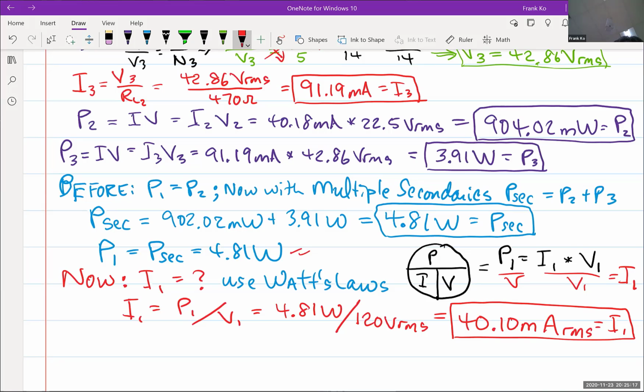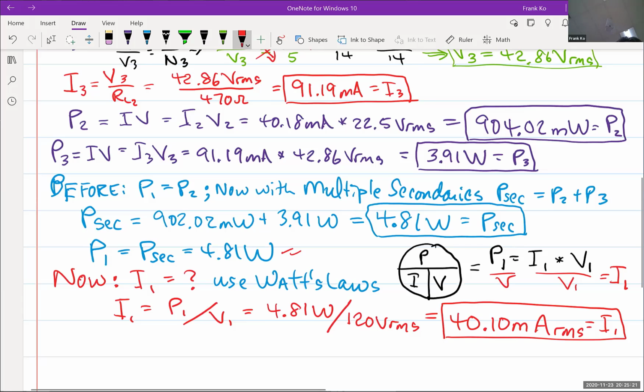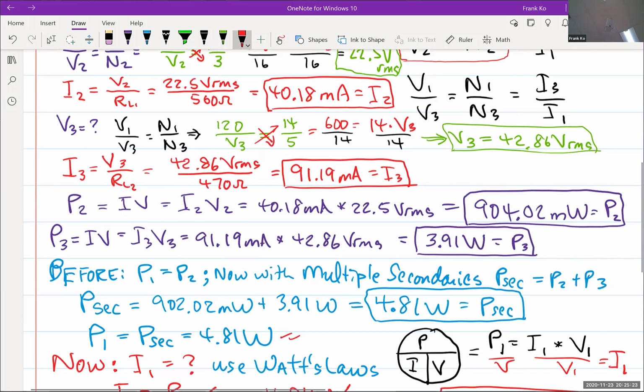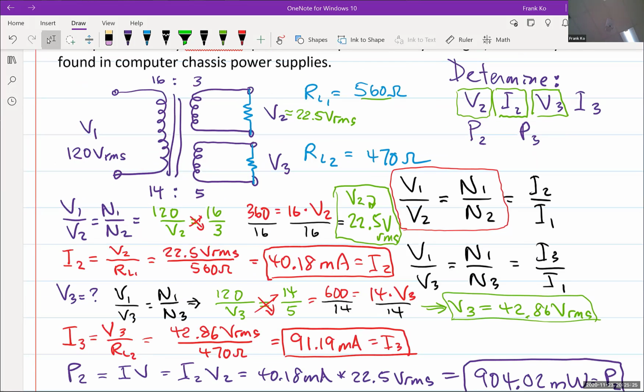Are we okay with this so far? Everybody okay with how to handle a multiple secondary exercise? What happens if I put on 3 or 4 secondaries? It's just the same drill except 3-4 times, okay? So far so good? All right, okay.